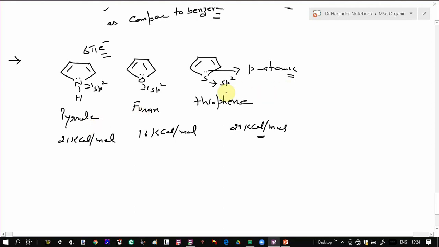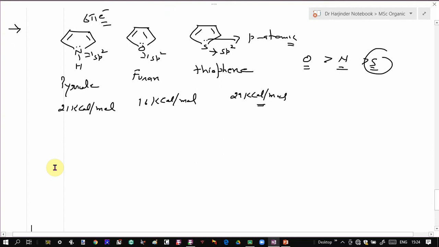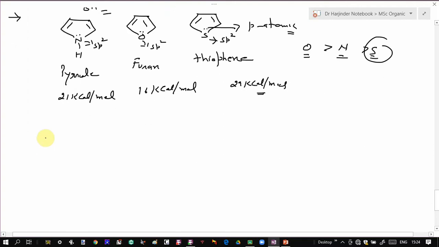This is due to the low electronegativity of the sulfur atom. The order of electronegativity is that oxygen is more electronegative than nitrogen, and then sulfur. Since sulfur has the least electronegativity, it can easily give this pair of electrons towards the ring for delocalization of electrons. So that is why it is more aromatic. Similarly, you can also write the resonance structures of pyrrole, furan, and thiophene. They're very easy to write. You have studied them in BSc also.